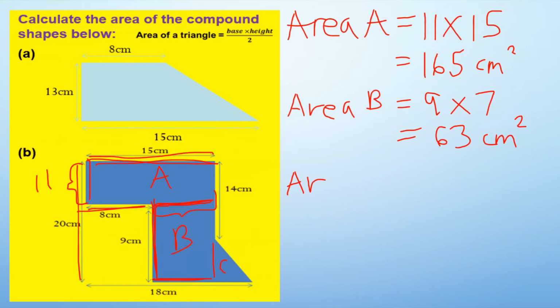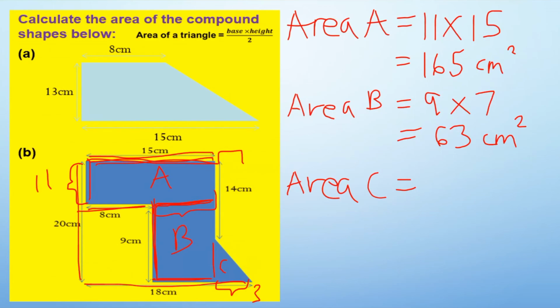Okay, area C, it's a triangle now, so we need to find the base and height. So let's start by finding the base, which will be over here. As you can see, 15 is for this much and 18 is for the whole thing. And exactly this much is missing over here. So 15 has to be subtracted from 18 to give the base 3 centimeters.